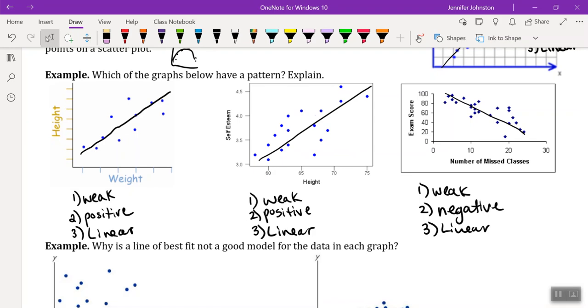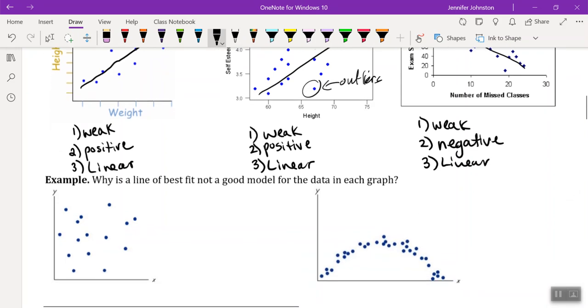Right, so we do see patterns happening for all of these. As your height increases, your weight is increasing. As your height is increasing, it looks like some people's self-esteem is increasing. We might have some what we call outliers. And then here, this one, as your exam scores go down as you miss more classes.